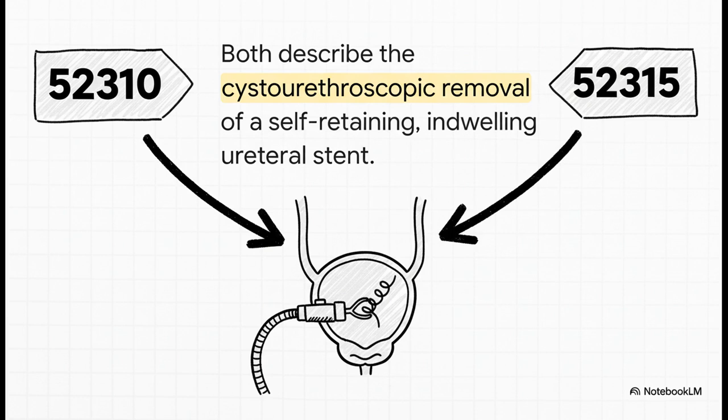So what's the difference between the two codes? Well, it really boils down to complexity. 52310 is for your simple, straightforward removal. 52315, that's for when things get a little tricky, maybe the stent's stuck or something. But for right now, the big takeaway is that both codes describe the same approach.